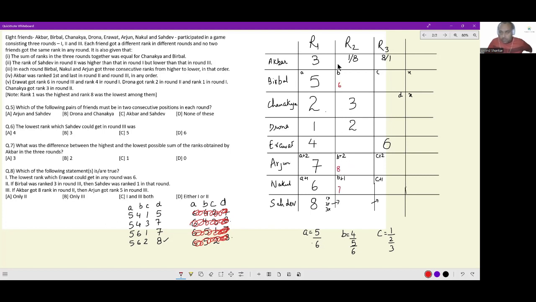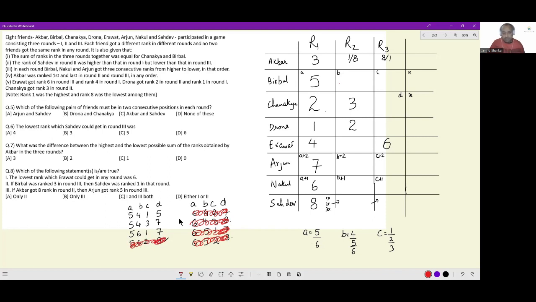8 is already used up here. So this will be 1. This will be 8. This will be 2. And this is also 8. This is a problem. Akbar and Chanakya both have rank 8. You can't have two people at rank 8, which means this is an unacceptable situation. Which means this case has become untenable now.